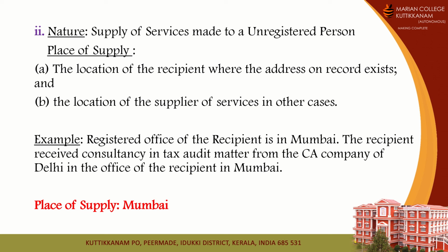Same example as before. The registered office of the recipient is in Mumbai. The recipient received consultancy in a tax audit matter from the CA Company of Delhi in the office of the recipient in Mumbai. So in this case, what will be the place of supply? The place of supply will be Mumbai, the location of the recipient where the address on record exists. So the address is in Mumbai, and that will be the place of supply.